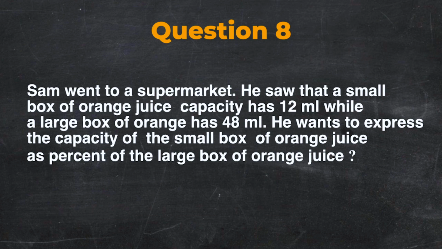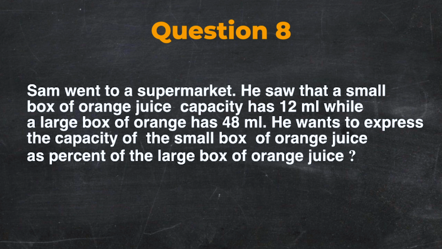Question 8 reads, Sam went to the supermarket. He saw a small box of orange juice which has a capacity of 12 milliliters, while a large box of orange juice is about 48 milliliters. He wants to express the capacity of the small box of orange juice as a percent of the large box of orange juice. What do we need to solve the problem?